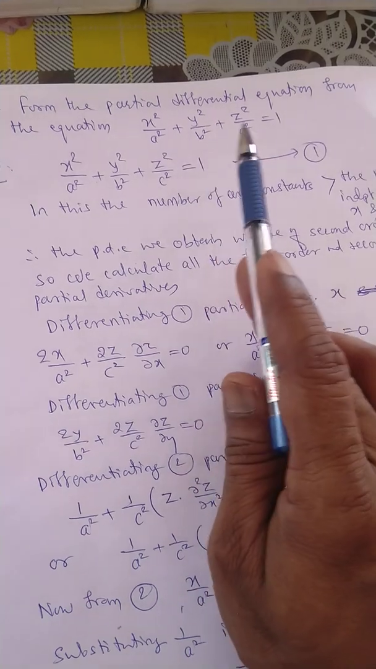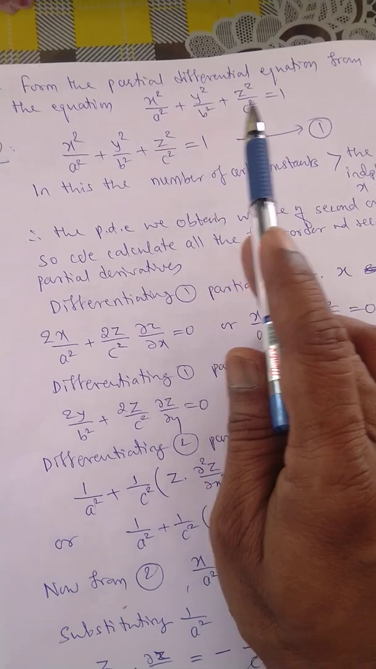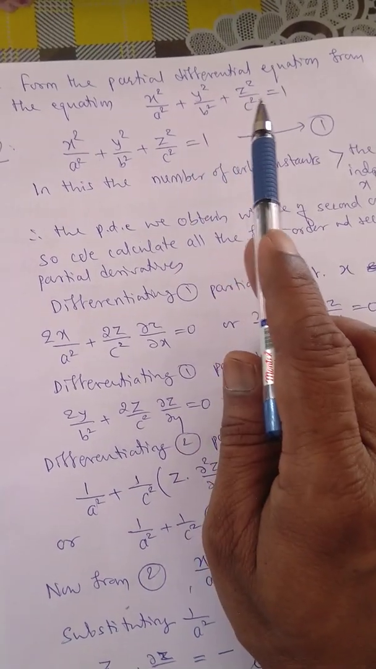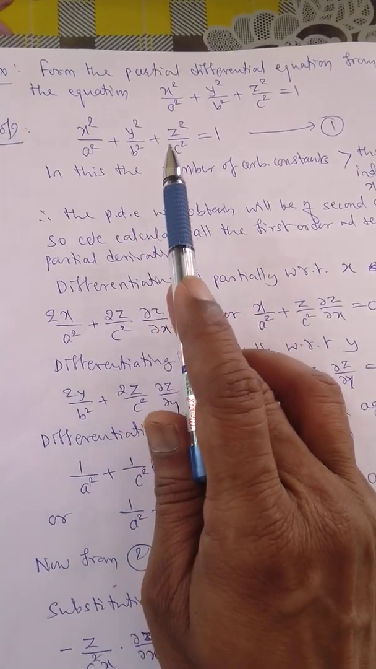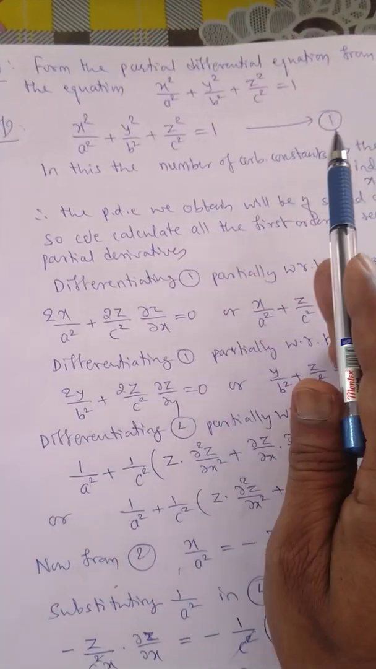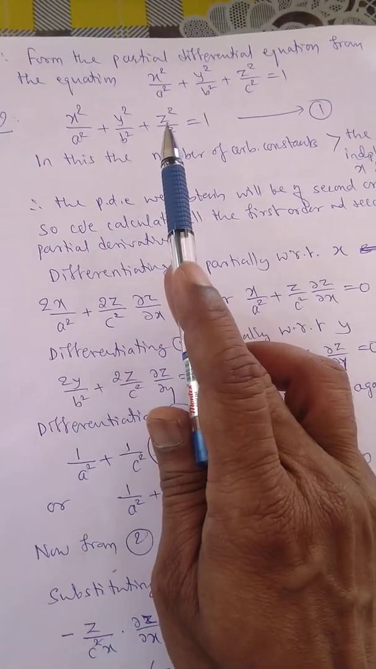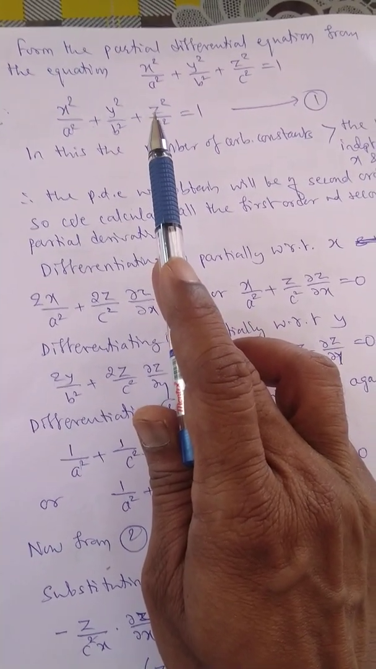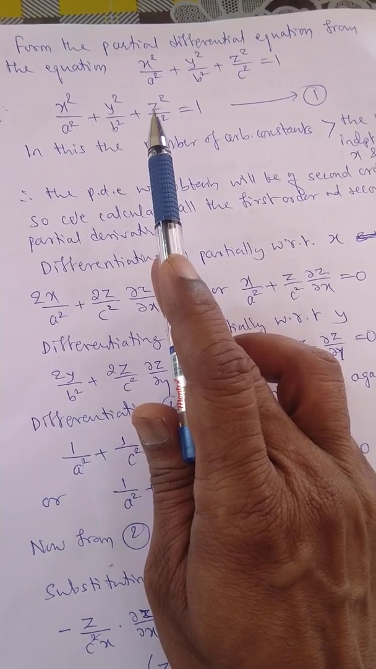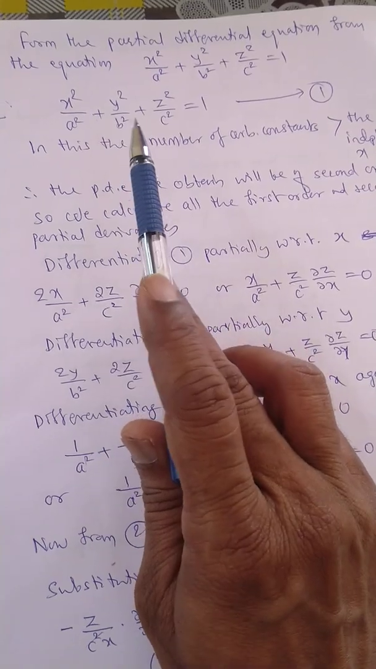In the formation of partial differential equations, in case we have x, y, z, we usually take z as a function of x and y. So x²/a² + y²/b² + z²/c² = 1. In this, taking z as a function of x and y, we treat z as the dependent variable, and x and y as the independent variables.